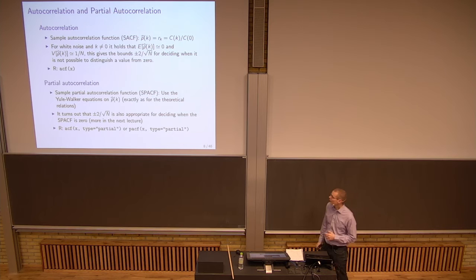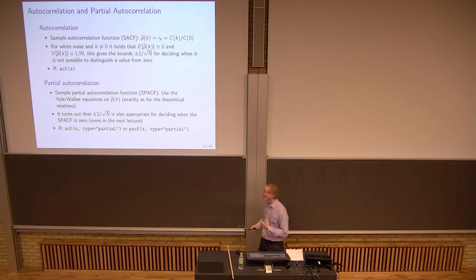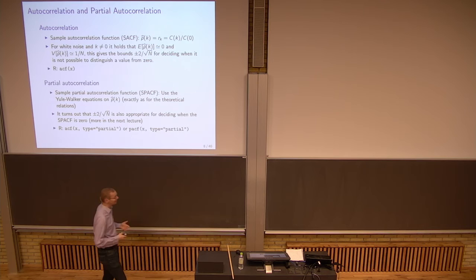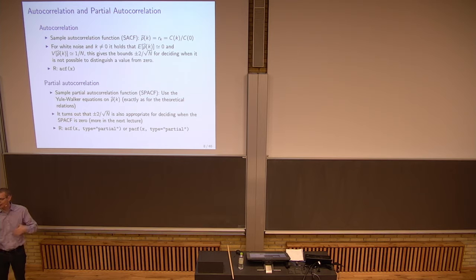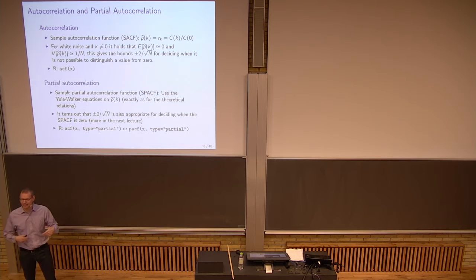So when you do it using the partial autocorrelation function, you do the same thing effectively. You have the sample partial autocorrelation function. I will tend to just say the partial autocorrelation function that we estimate, but it will be clear from the context whether it's a sample or the analytical value that we used. And you can use the so-called Yule-Walker equations. I made a note on it in the book.